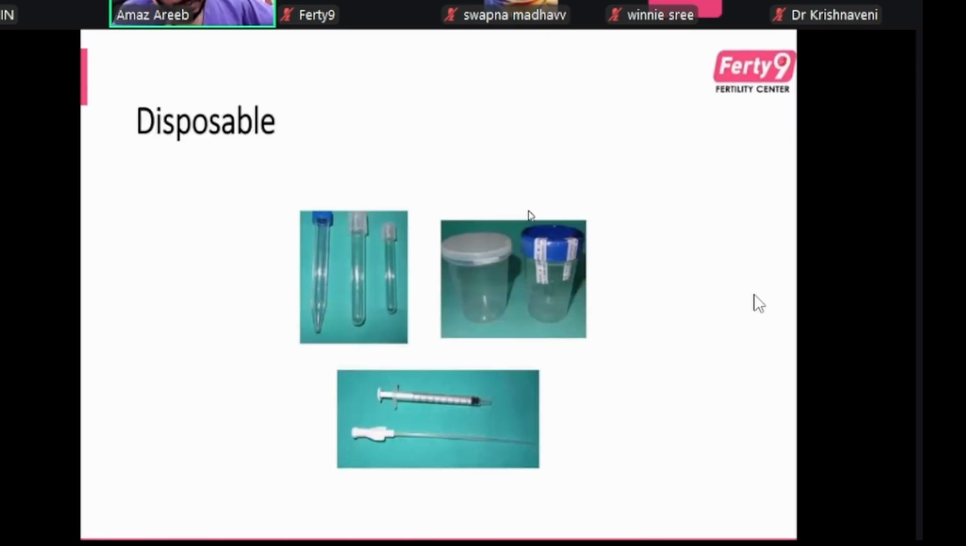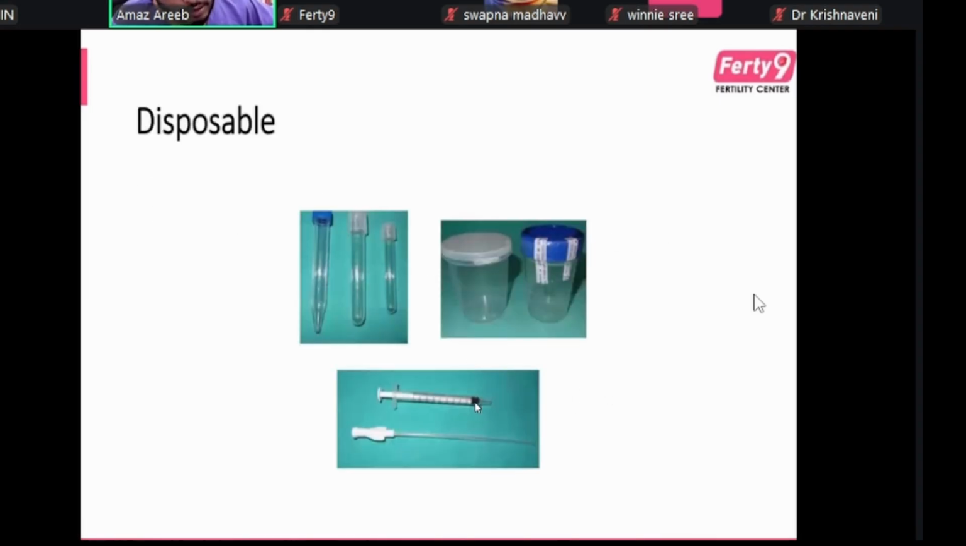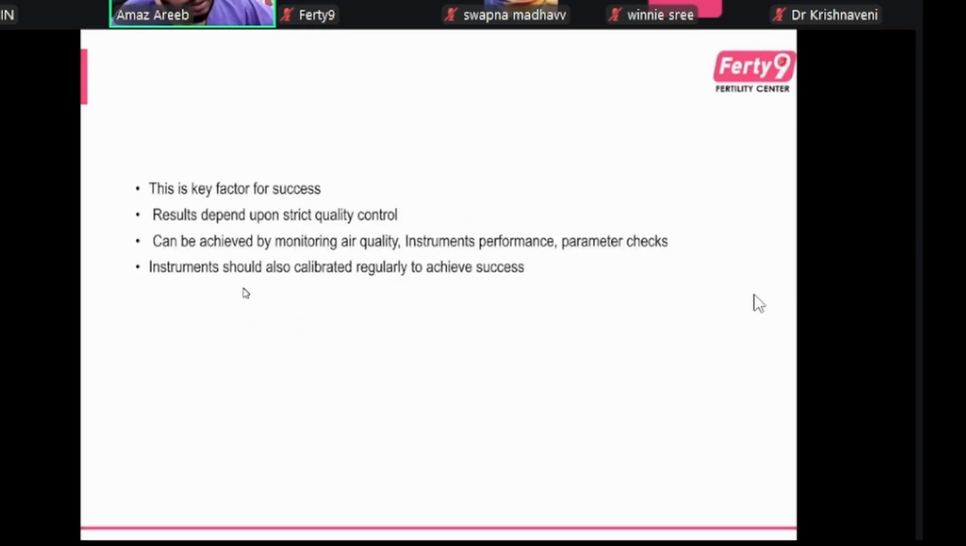These are the disposables that we'll be using: the conical tube, the round bottom tube, the collection container, and the IUI catheter, which comes with a syringe. It is also to be noted that the syringe plunger, the black one as you can see here, is actually a spermicide. So if you are using this, try to have an air gap before you take the processed sperm, or there are injectors which come without this black latex plunger.